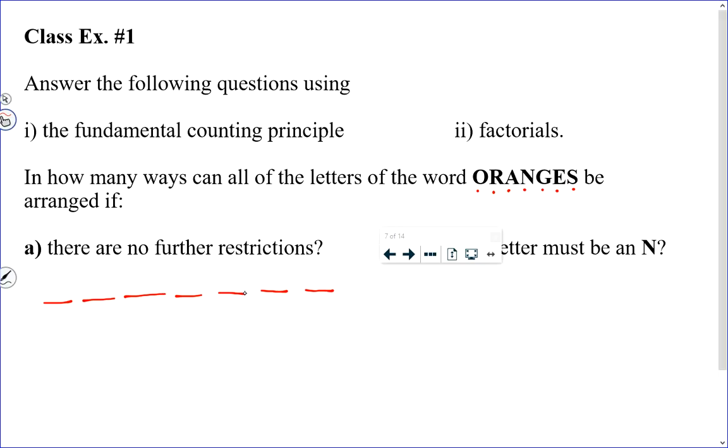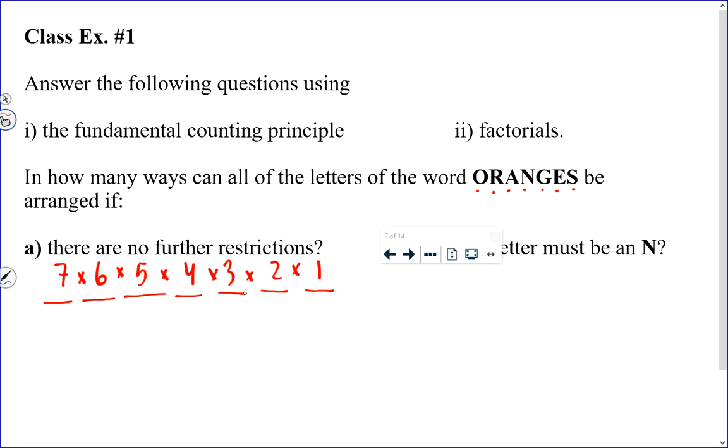The number of options you have for the first decision is 7. Then you're down to 6, because you're arranging the letters. Whatever letter you put in the first blank, you can't put again in the second. And this goes down 5, 4, 3, 2, and 1. We can work that out: 7 times 6 times 5 times 4 times 3 times 2 times 1. That's how you would do it using the fundamental counting principle.